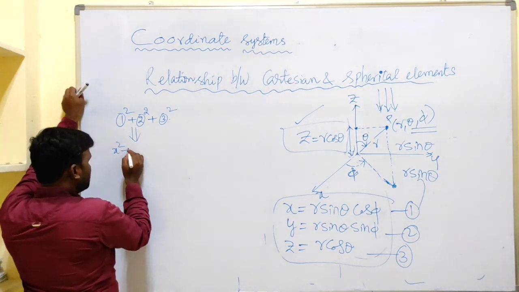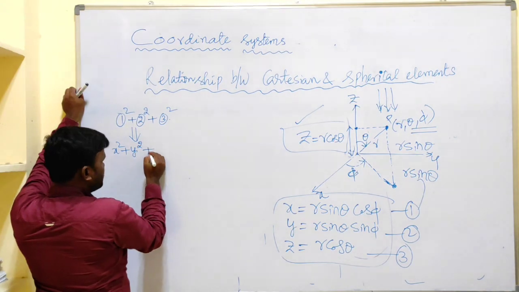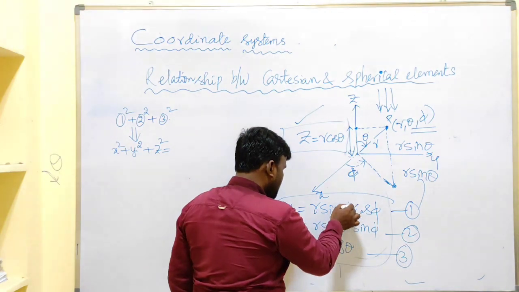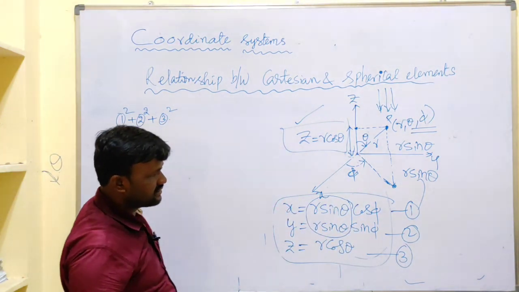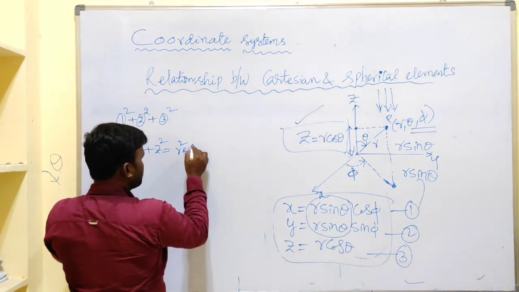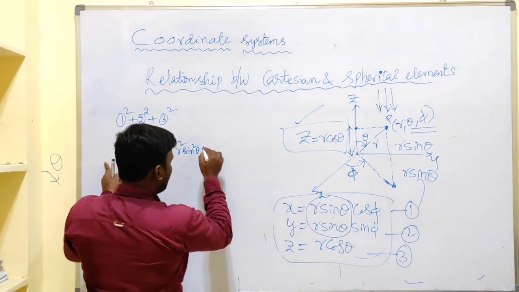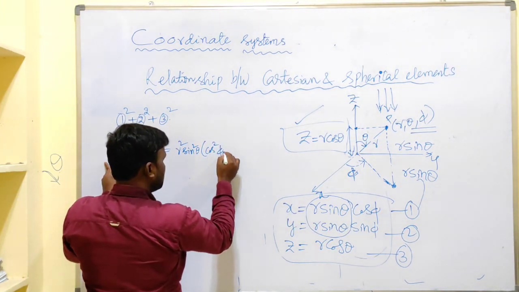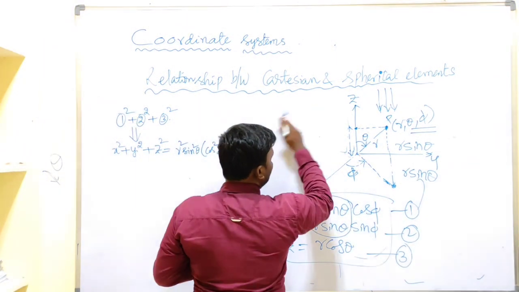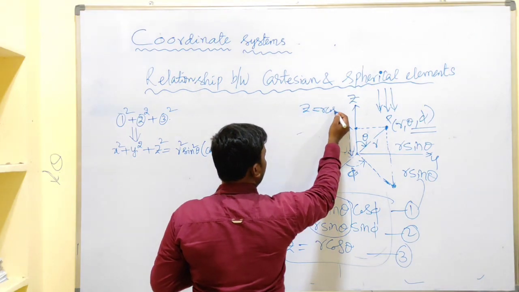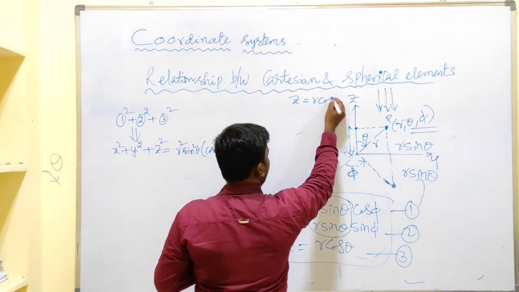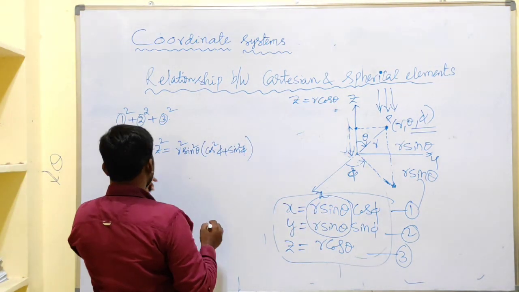x square plus y square plus z square. For x and y, the r sin theta component is common, so for x square and y square I am writing r square sin square theta. And what about the remaining components? That is cos square pi plus sin square pi. And z is equal to r cos theta. Z is equal to r into cos theta, and it is x square plus y square.